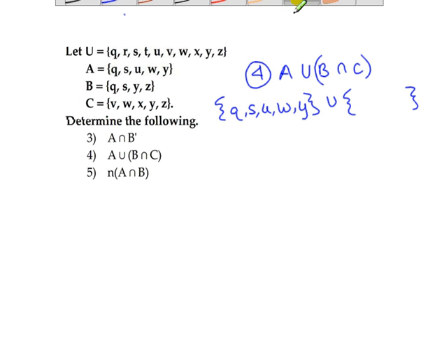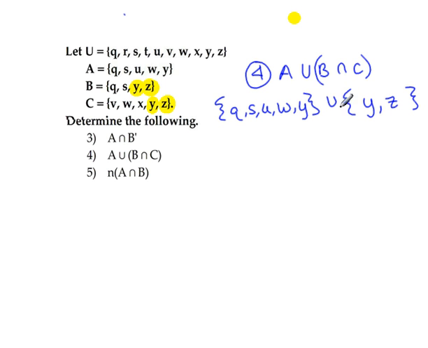For number 4, we're asked to find A union the intersection of B and C. So I'm first going to list the elements that are in set A, union the intersection between sets B and C. So if we look for what B and C have in common, they have Y and Z in common. So their intersection will be the set that contains the elements Y and Z.